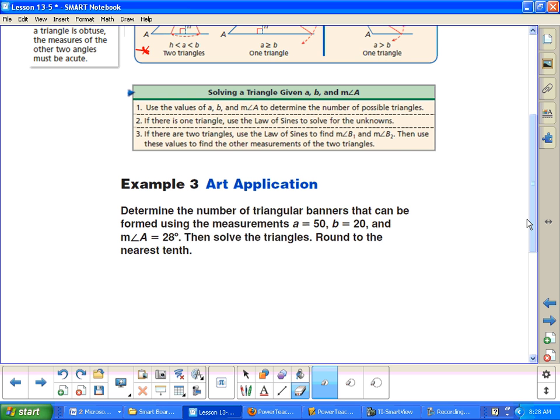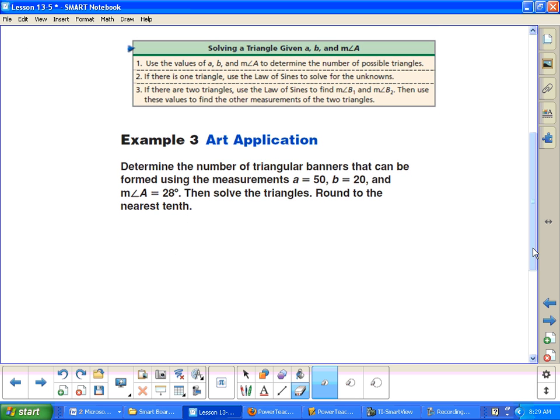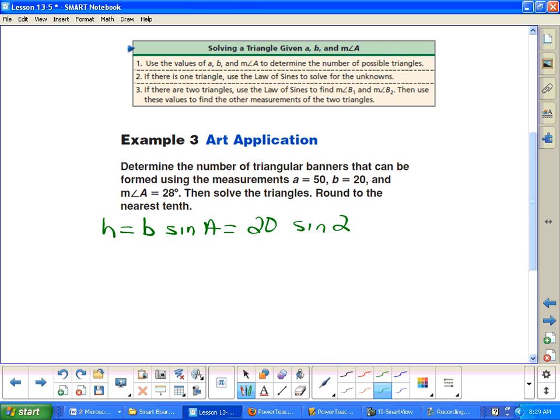Here they want us to determine the number of triangular banners that can be formed using the measurements A equals 50, B equals 20, and the measure of angle A equals 28 degrees. Then solve the triangles and round to the nearest tenth. The first thing we're going to do is find h, and then we can compare A, B, and h. So h is b times the sine of A. In this case, that would be 20 times the sine of 28, which is equal to 9.4.